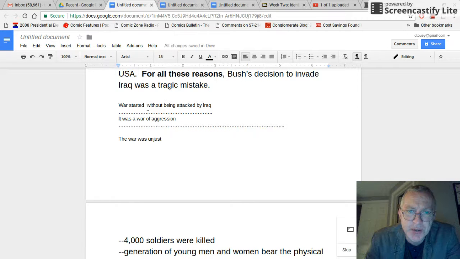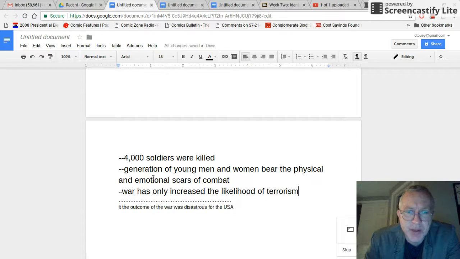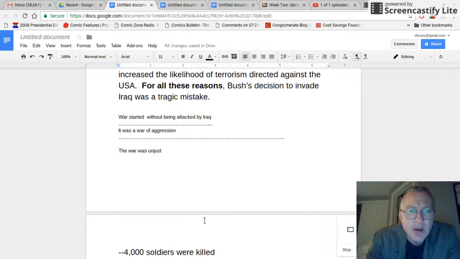So here's the logical structure of the first chunk. The war started without being attacked by Iraq. Therefore, it was a war of aggression. Therefore, the war was unjust. 4,000 soldiers were killed. Generation of young women and men bear the physical and emotional scars of combat. Wars only increase the likelihood of terrorism. Therefore, the outcome of the war was disastrous for the USA. I'm doing this rather informally because I think it's easier.